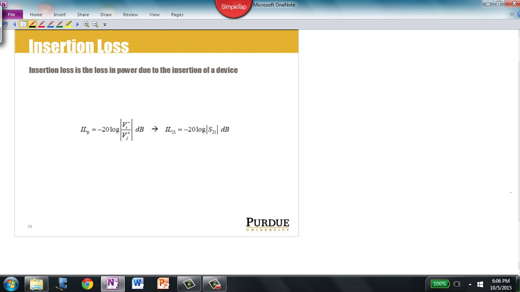And insertion loss is the loss in power due to the insertion of a device. So the insertion loss defines how much of a signal is lost as it goes from port J to port I. In other words, it's a measure of the attenuation that results from inserting a circuit into a network. So with insertion loss, a small value is generally desired.